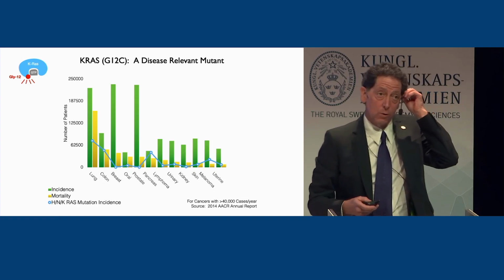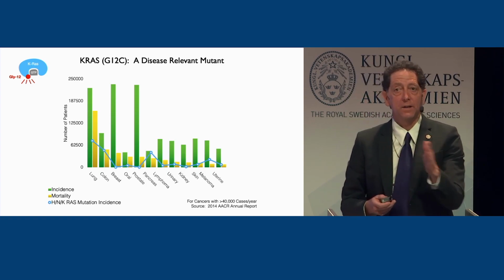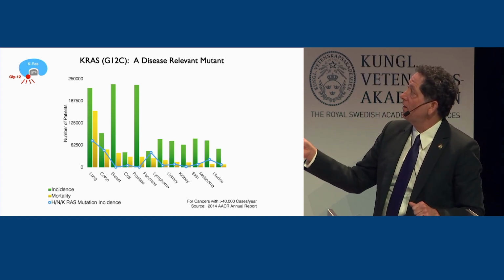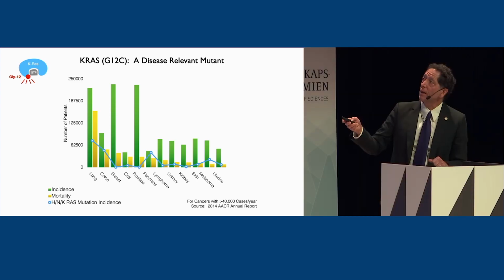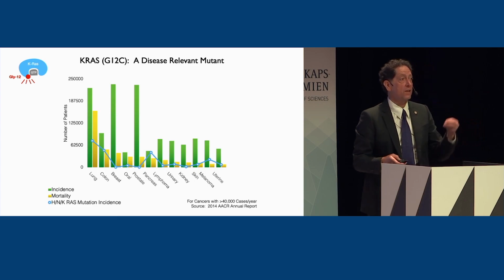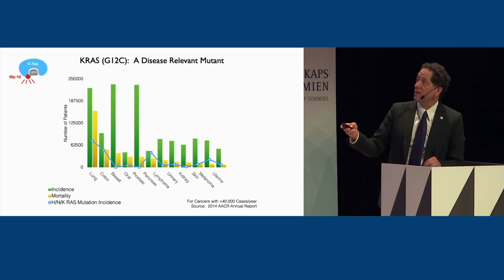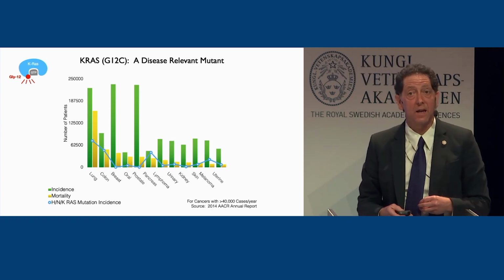If we look across different tumors and ask what that glycine becomes in different tumor types, you can see these are the 12 most lethal cancers in the United States, data from 2014. In green is the incidence of each cancer. In yellow is the mortality of that cancer type in that year. And in blue is the frequency of patients each year that will have a K-Ras mutant in that tumor. So you see that the K-Ras tumors are found in lung, colon, and pancreas. And in pancreas, 80% or more of pancreatic cancer patients have that K-Ras mutation.